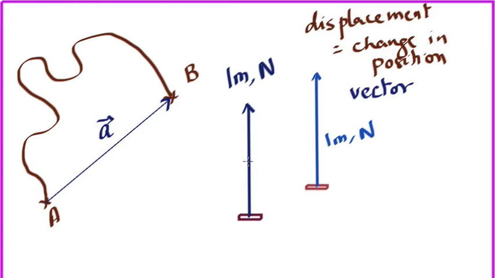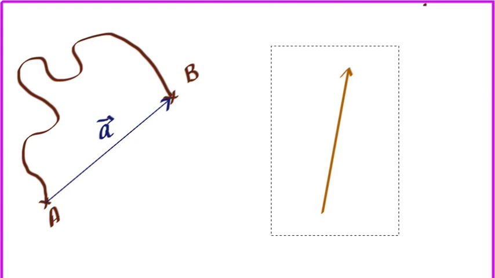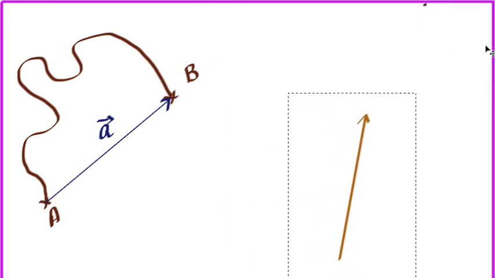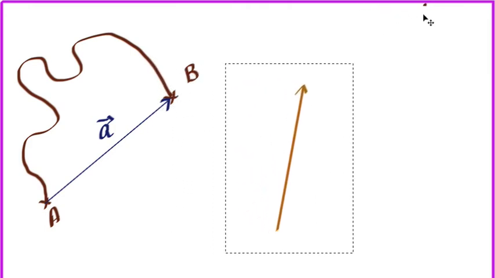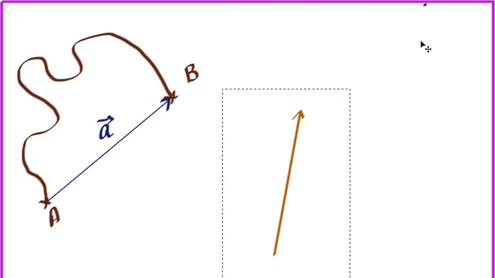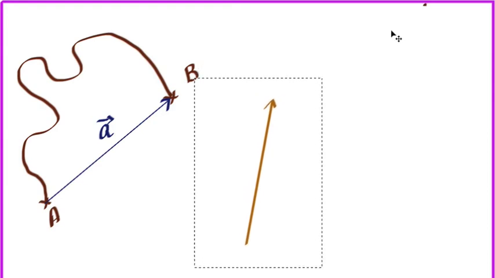Let me clear some of this board and give you another example. Here I have another vector pointing in some direction. I'm going to select this vector as follows, and I'm going to move it around as follows. When I move it around like this, when I'm sliding it around so that neither the magnitude nor the direction changes, that is called translation. So when you translate a vector, it remains the same.